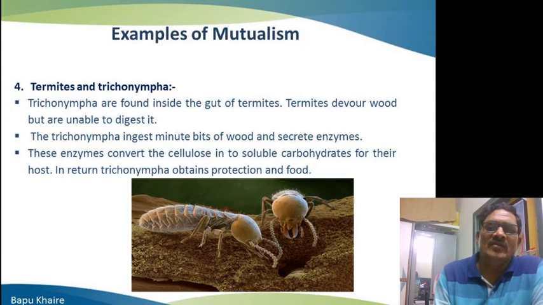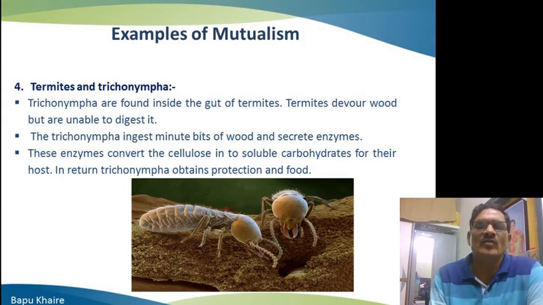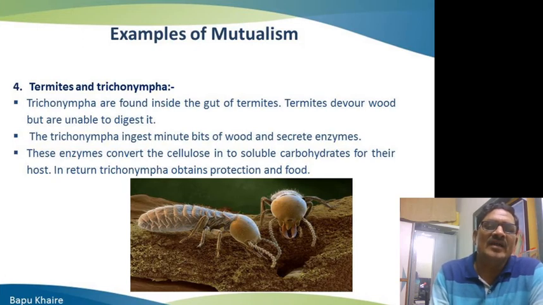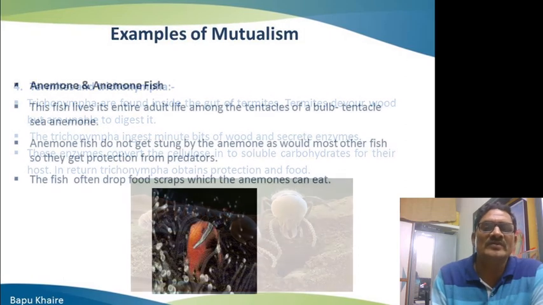Here is another example, the termite and the trichonympha. The trichonympha are found inside the gut of the termites. The termite devours wood but is unable to digest it. And the trichonympha ingest minute bits of wood and secrete enzymes. These enzymes convert the cellulose into soluble carbohydrates for their host. In turn, the trichonympha obtains protection and food.